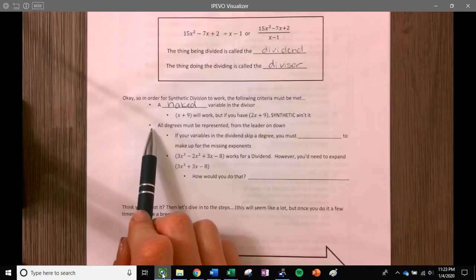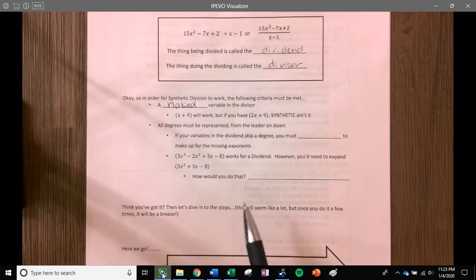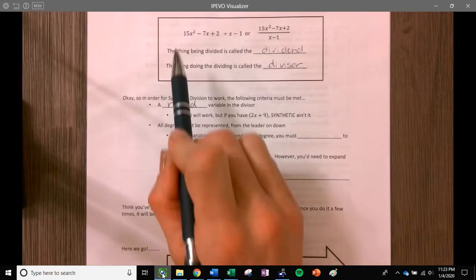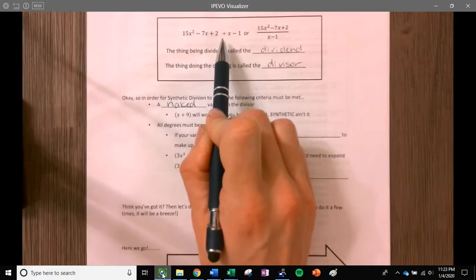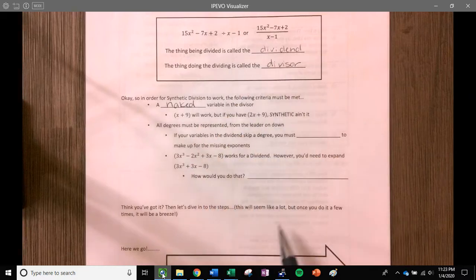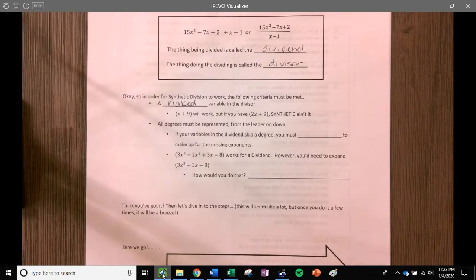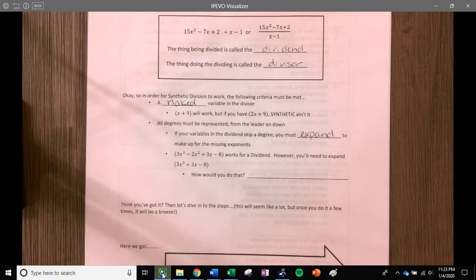The other criteria that we have to meet, all degrees must be represented from the leader on down. What do I mean by that? If your variable's in the dividend, so in the thing that is being divided, okay, in the big part, what comes before the division sign or on top of the bar. If the variables in the dividend skip a degree, you must expand to make up for the missing exponents before you can do the division. You have to do this on the front end. You cannot try and make up for it in the back on the end, okay?